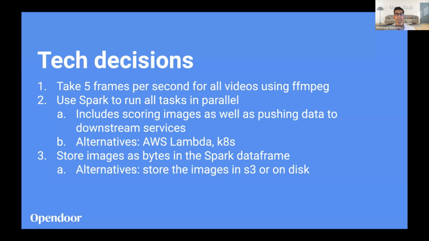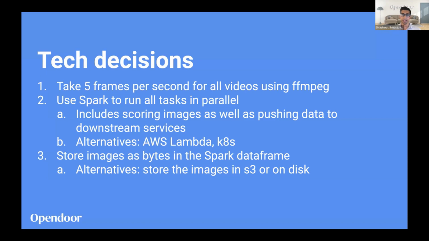The second thing we decided to do was actually use Spark to run all of the tasks in parallel. This was used for primarily two reasons. One is it's very easy to run things in parallel. You can write everything in Python and it becomes very simple to use. And two, because we had a lot of expertise in using Spark. Spark is very tightly coupled with all of the infrastructure that we have at Opendoor, and it makes it very easy to launch Spark jobs and run these tasks.